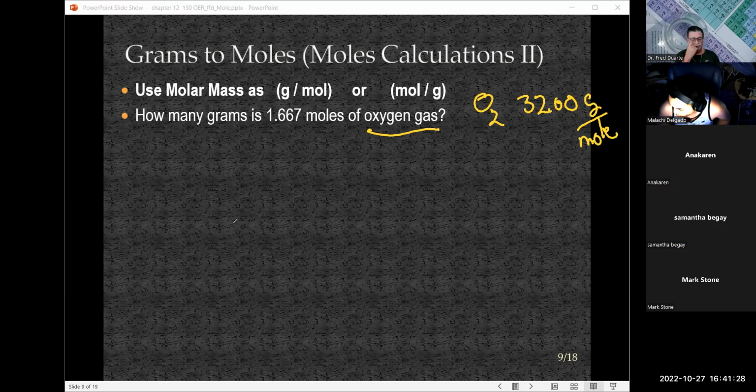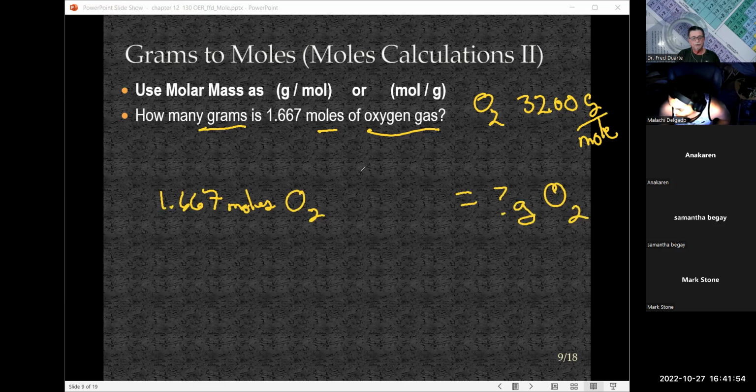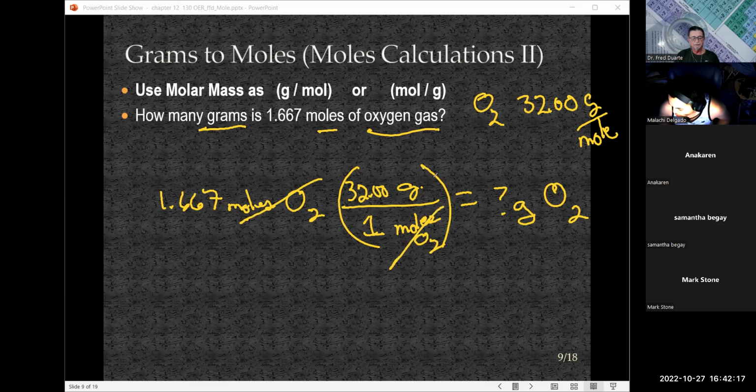Okay. All right, so what we're looking for is grams, and we're starting with moles. So we write down what we're given, 1.667 moles of O2, okay? And we're striving for grams of O2. So obviously we're going to have a conversion factor that we want to get rid of moles. So we put moles in the denominator. Okay, so it's basically 1 mole, and then we want grams in the numerator, which goes on top. Okay, so moles of O2 cancel out, giving us grams of O2. Okay, so you see how we set that up?